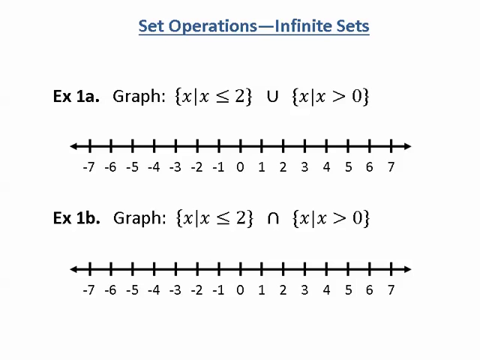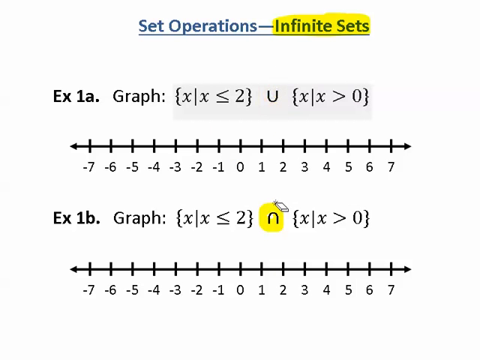In a previous video, we discussed set operations on finite sets. Now we're going to talk about set operations that occur on infinite sets. So in examples 1a and 1b, we're looking at the same sets: x such that x is less than or equal to 2, and x such that x is greater than 0. But we're looking at the union versus the intersection of the two.